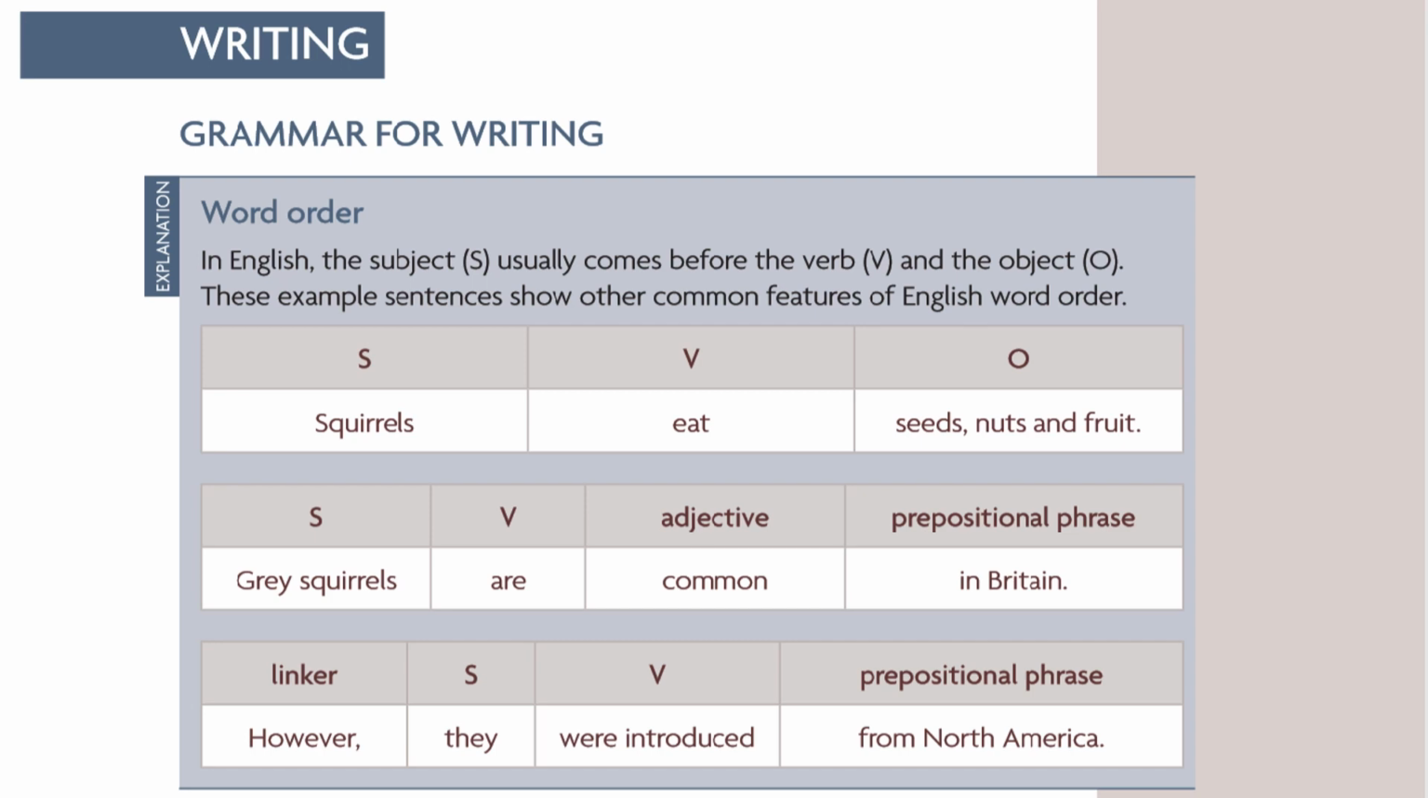Look at the table here. This table tells you about the word order in a sentence. Read the first sentence. Squirrels eat seeds, nuts and fruit. In this sentence, squirrels is the subject. Now, what is the subject? The subject of a sentence is the person, place, thing or idea that is doing or being something. Eat is the verb. You already know that verbs are the action words in a sentence that describe what the subject is doing.